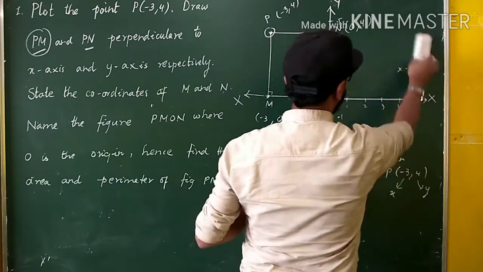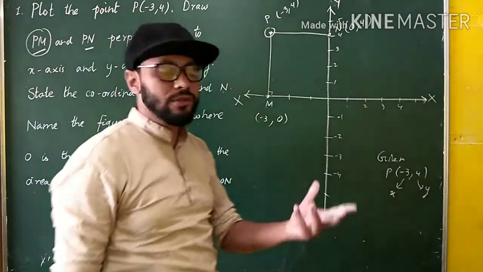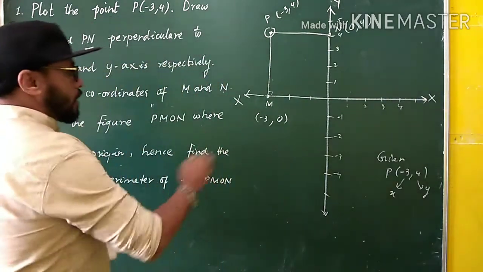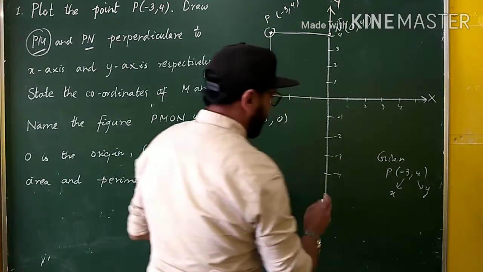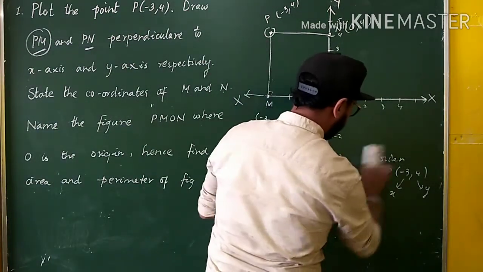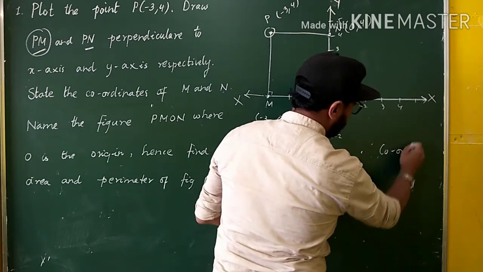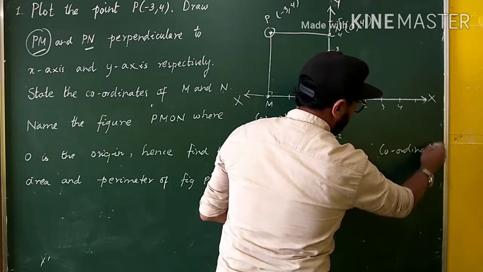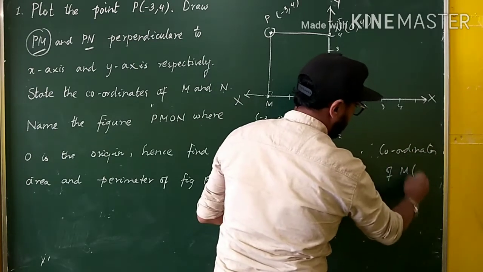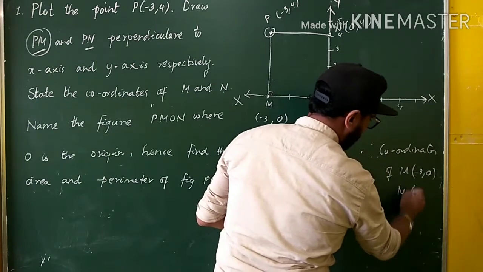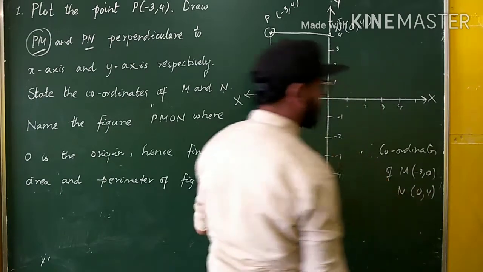This is very important. If the point lies on the x-axis, y is 0. If the point lies on the y-axis, then x is 0. Now we got the coordinates of M. So therefore, coordinates of M. So what is the coordinate of M? Minus 3, 0, and the coordinate of N is 0, 4. So this is the answer.